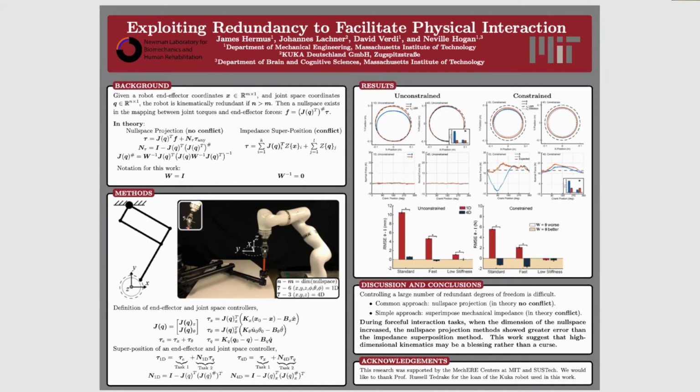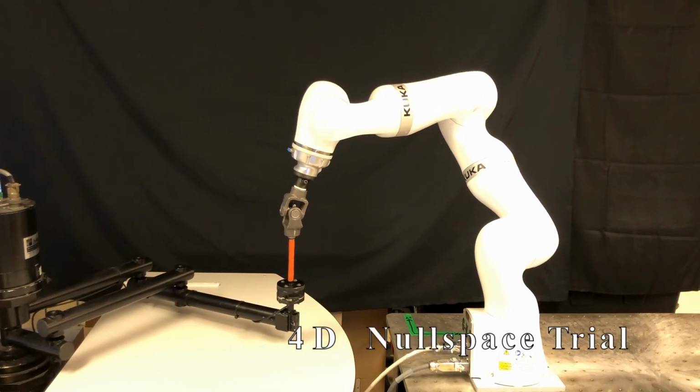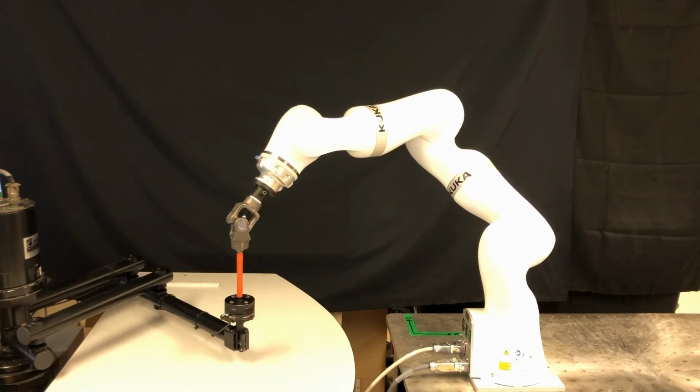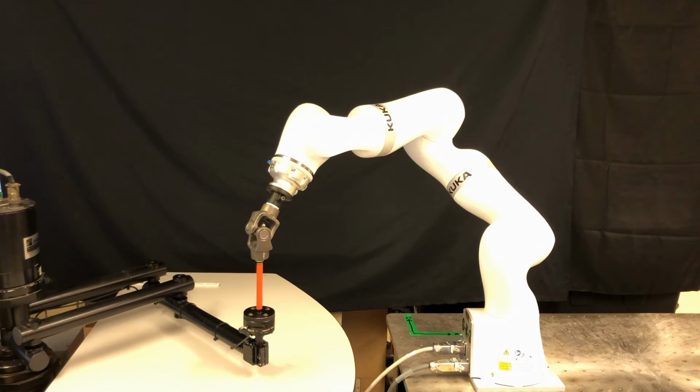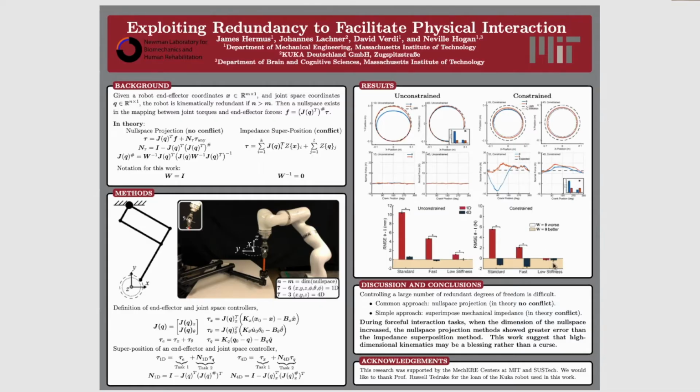In theory, null space projections can eliminate any conflict between primary and secondary tasks. In contrast, superposition of task space impedance and a full-rank joint space impedance may impose a task conflict. Using a state-of-the-art robot, the work reported here compared impedance superposition and null space projection methods during unconstrained motion and forceful physical interaction. Remarkably, during forceful interaction, when the dimensionality of the null space was increased, the impedance superposition methods outperform the null space projection methods.